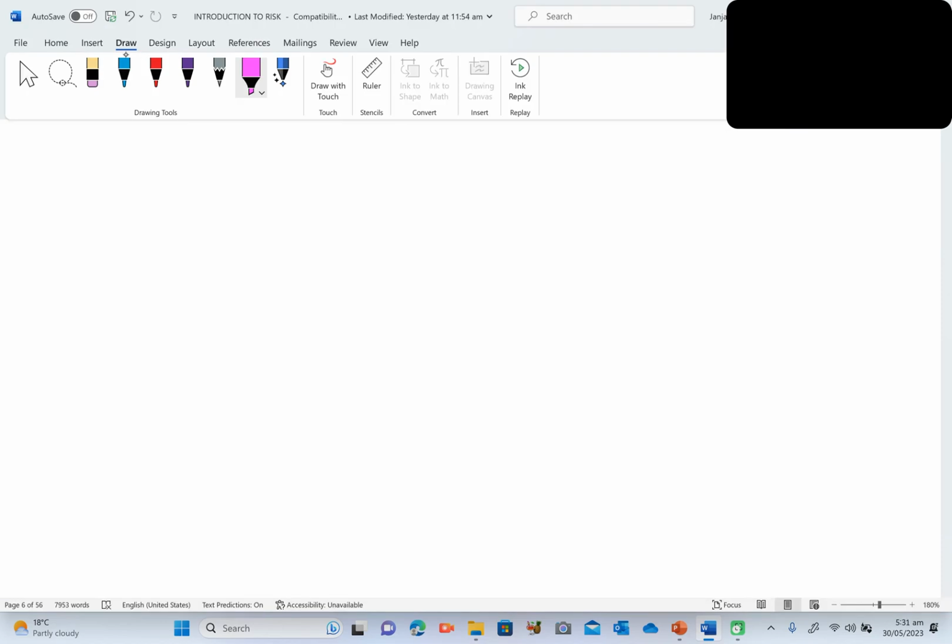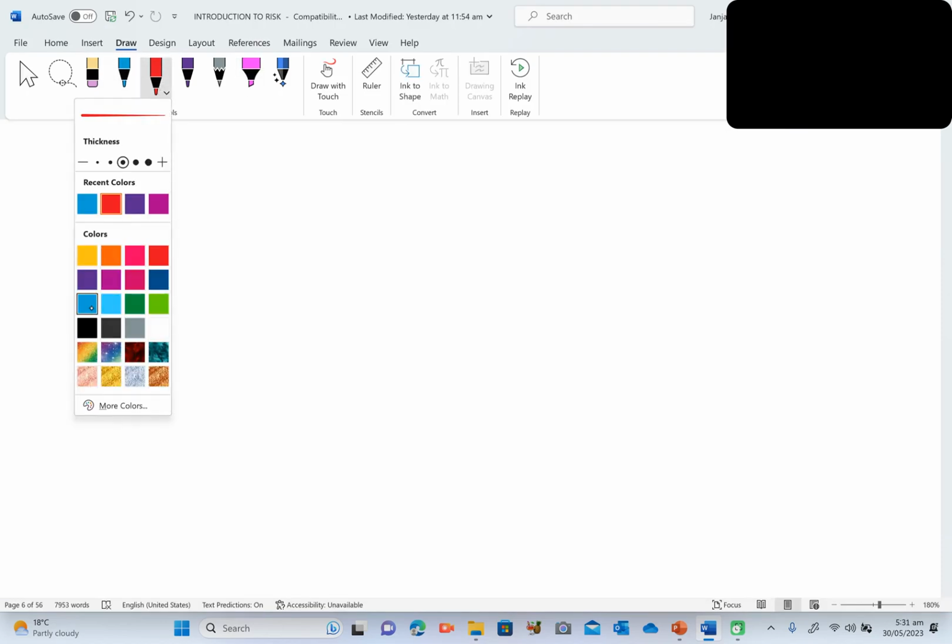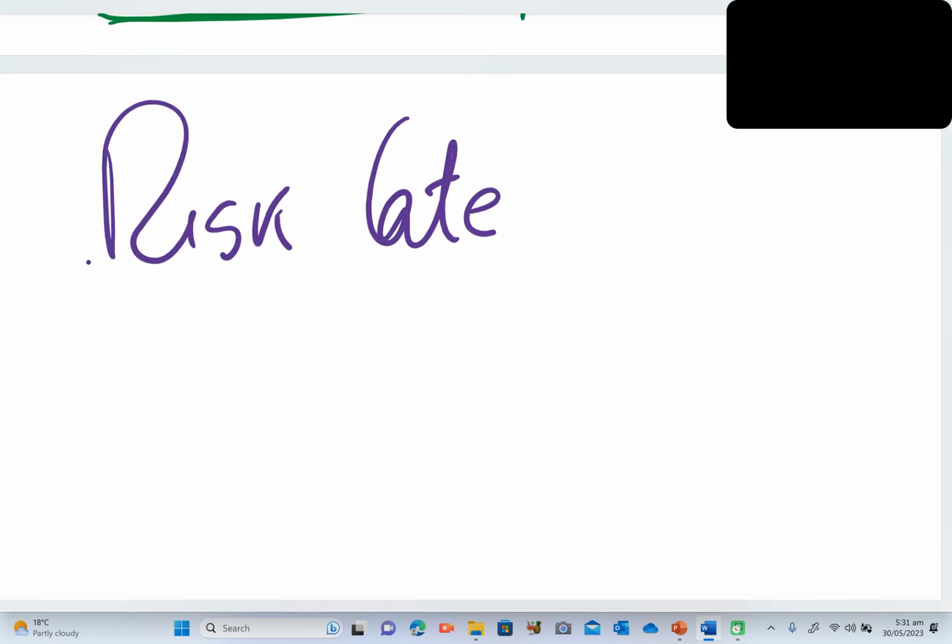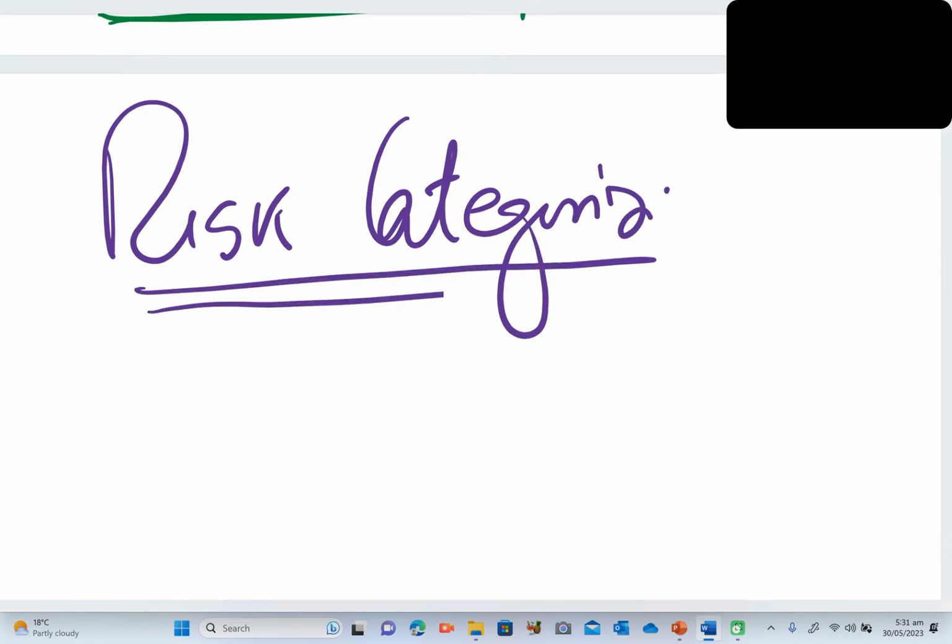Now, let's see the second step. From here we go to the second presentation, known types of risk categories. Actually, there are 3 categories of risk. Types of risk, how many?